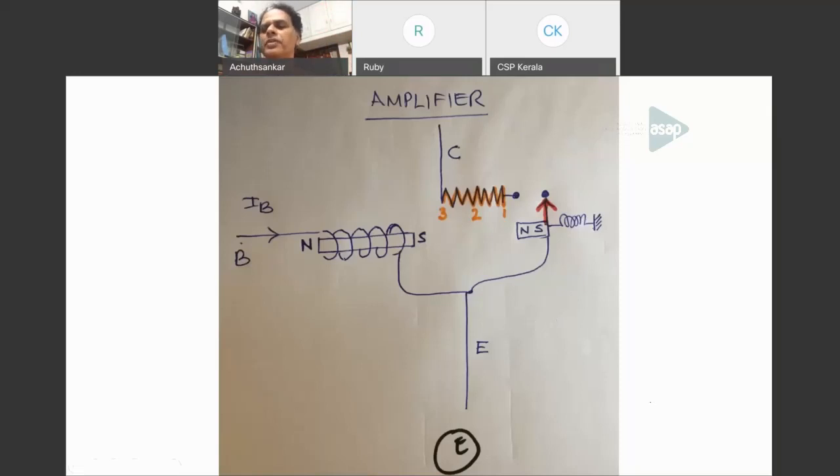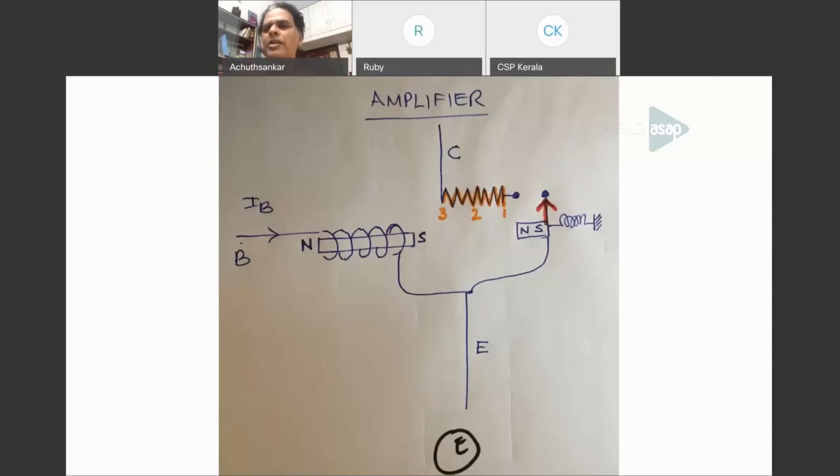So I repeat, if you send a base current, depending on the strength of the base current, the pointer will be attracted to slide below the resistor. And it will start from point 1. If more base current is there, it will go to point 2. Even more current, it will go to point 3. At point 3, it means collector and emitter are in direct contact. There is a short circuit. There is no resistance in the circuit.